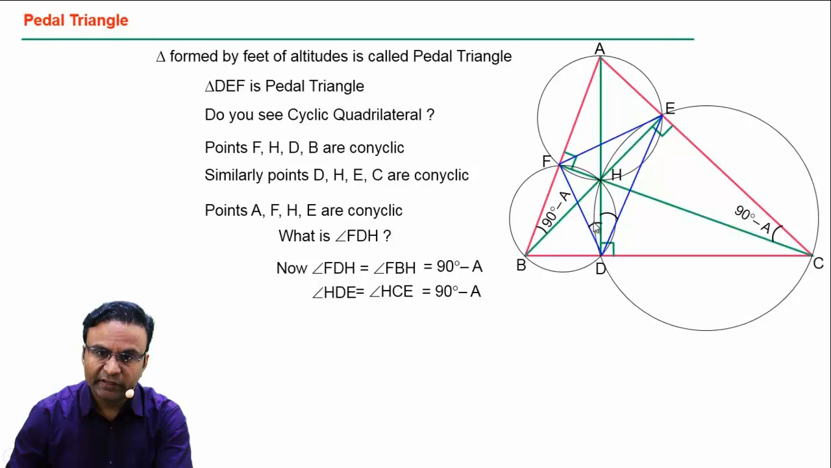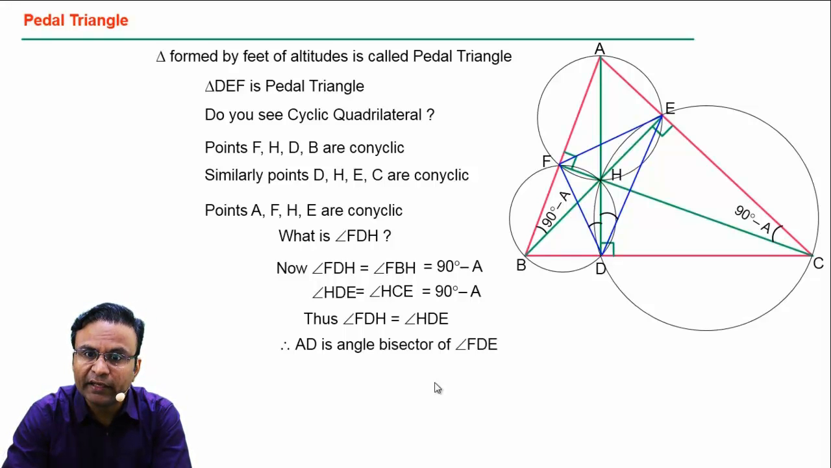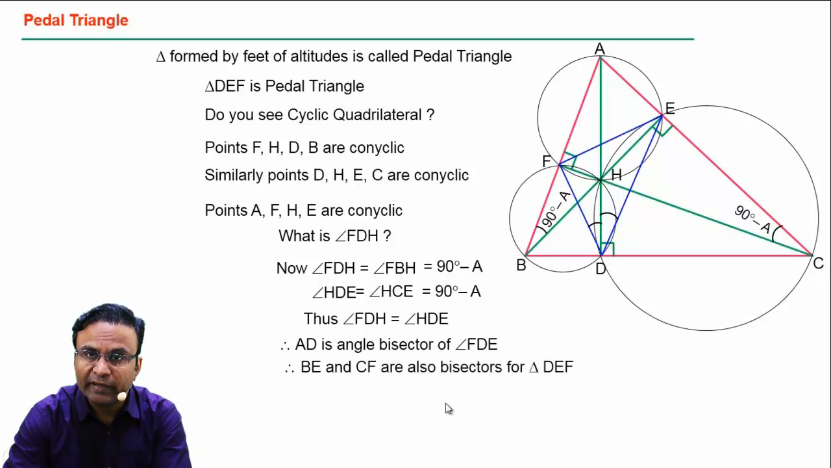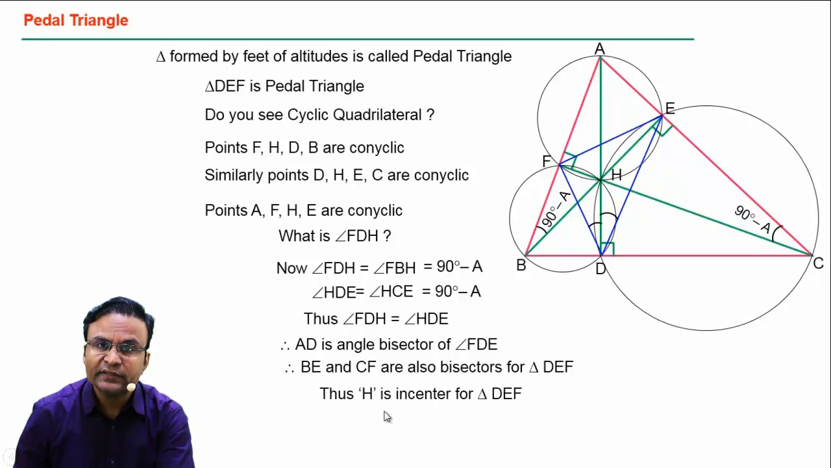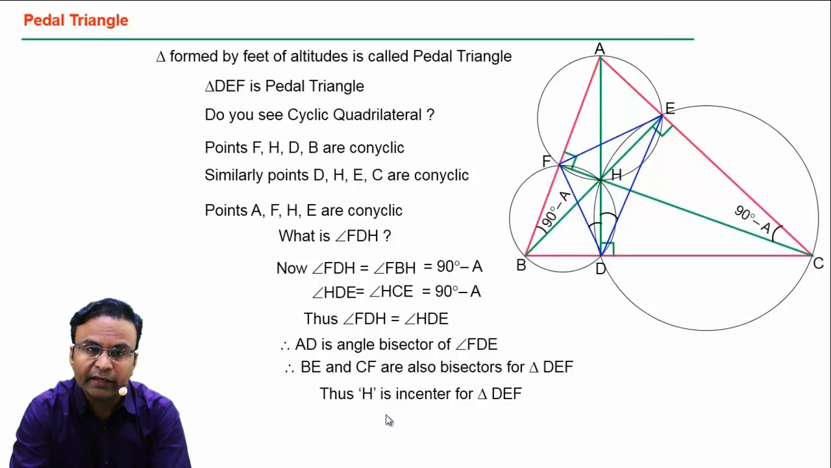Now we have this angle and this angle same, 90 minus A. So we can say AD is the angle bisector of angle FDE. Similarly, BE and CF are also angle bisectors of triangle DEF. Now, the point where angle bisectors are concurrent is called the incenter of the triangle. That means here point H is the incenter of triangle DEF, or we can say the orthocenter of any triangle is the incenter of its pedal triangle.